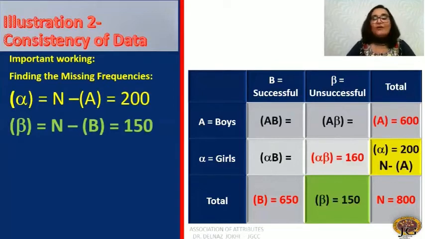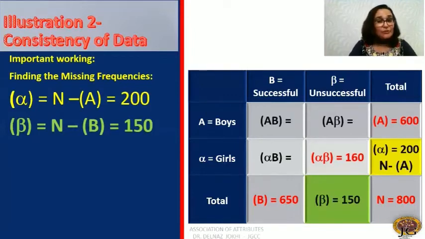So I think you know how to find out the missing frequencies. And this alpha beta, 160, was already given to you. What was it? Girls and unsuccessful. So girls was alpha, unsuccessful was beta. So that got you 160 from your question. Beta, 150, you have just calculated. Look carefully at what happens next in the remaining missing frequencies.